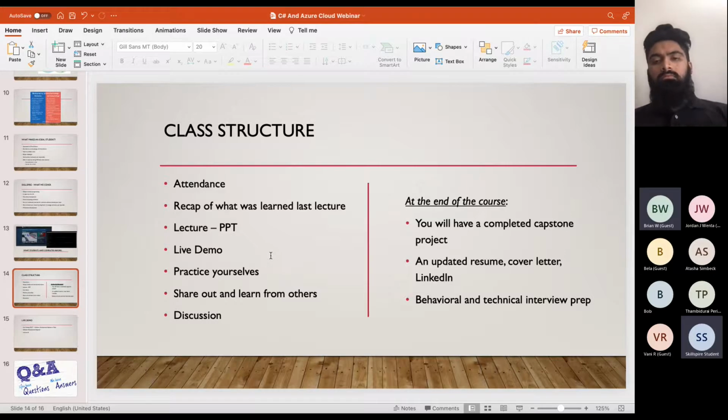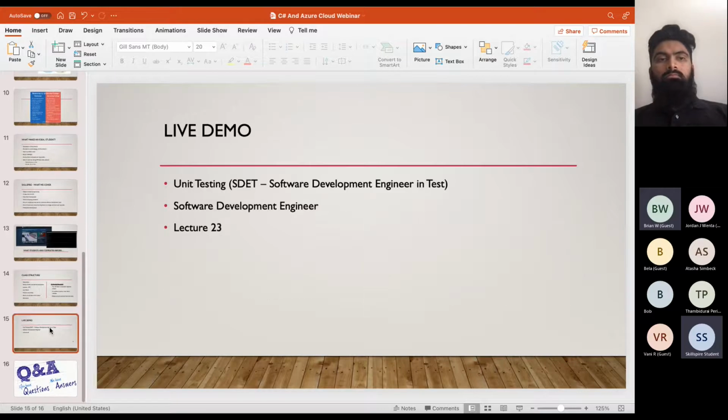And then obviously at the end of the course, you will have your completed capstone project. You'll also have an updated resume, cover letter, and LinkedIn based on current industry standards. And then you'll have your behavioral and technical interview prep, and you will have gone through a behavioral and technical interview module, a live session. Okay.